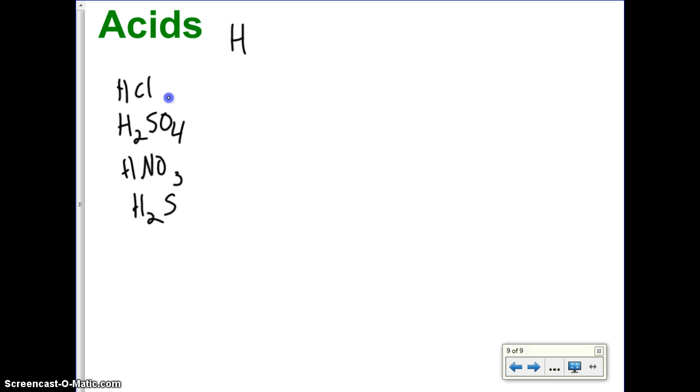Now, notice some of the acids have oxygen, like H2SO4 and HNO3, and some of them do not have oxygen, like HCl and H2S. Those are the difference between a binary and an oxyacid. So those are our two different types of acids. We do name them differently.